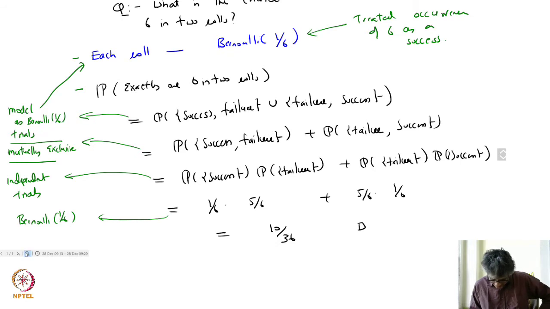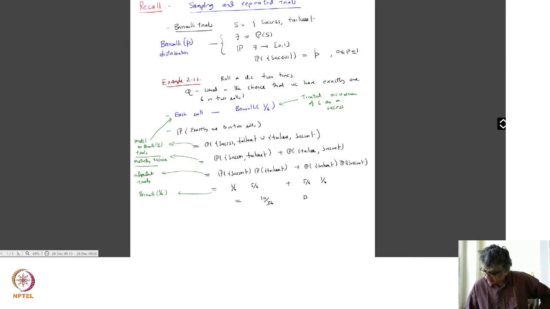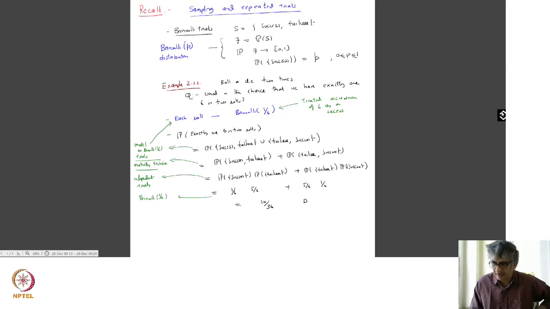So in some sense, this is one way of understanding this problem. The way we did this was we said that we had an event of interest: exactly one 6 in two rolls. Last time I said, let's say a 6 occurs in an experiment, so that is my success. And if a 6 doesn't occur, that's my failure. That's how each roll is defined.